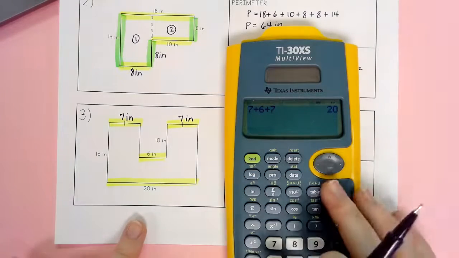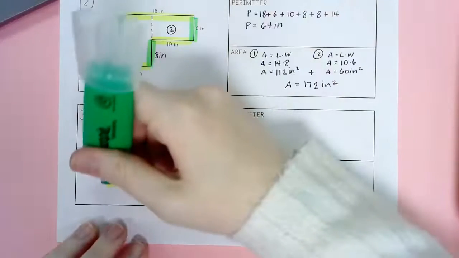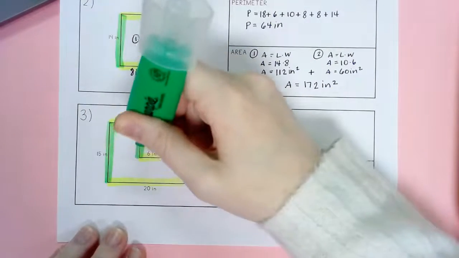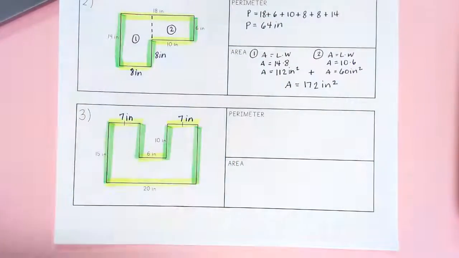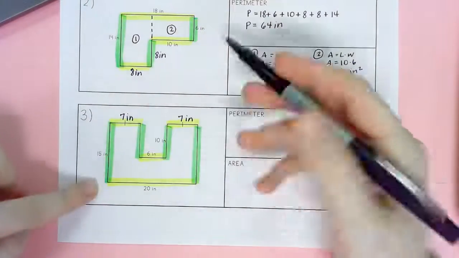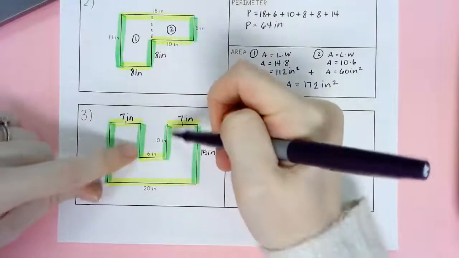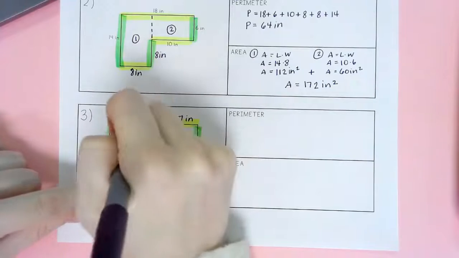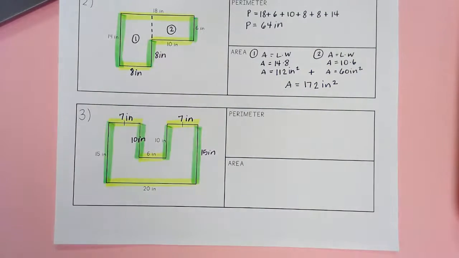All right, now I have 15, something that's missing, 10, and something that's missing. This one's much easier because these sides are the same, so I know this is 15 inches, and these sides are the same, and so I know this is 10 inches, and I'm done. So let's go ahead and find the perimeter.